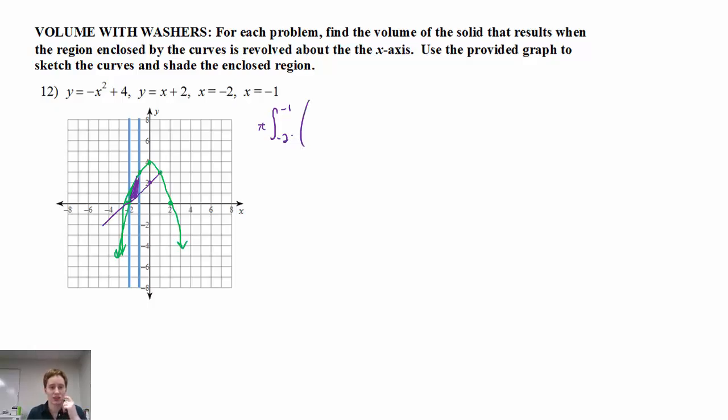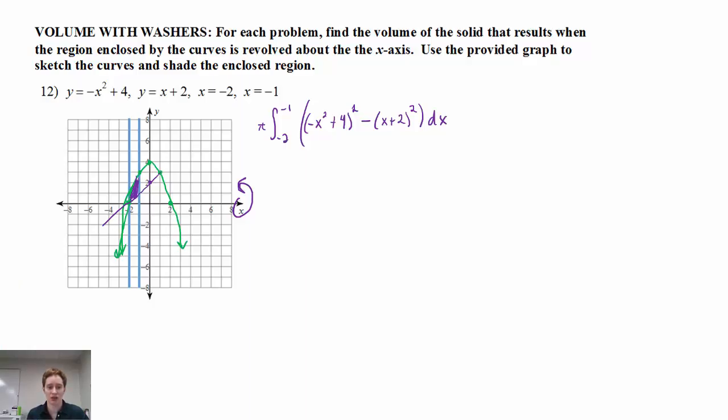Our outside function is the one on top, because it's the one farther from our axis of rotation, and that is the parabola. So that's going to be negative x squared plus 4 squared minus our other function, which is x plus 2, which is the one that's closer to our axis. And so we're going to FOIL this all out and then power rule.